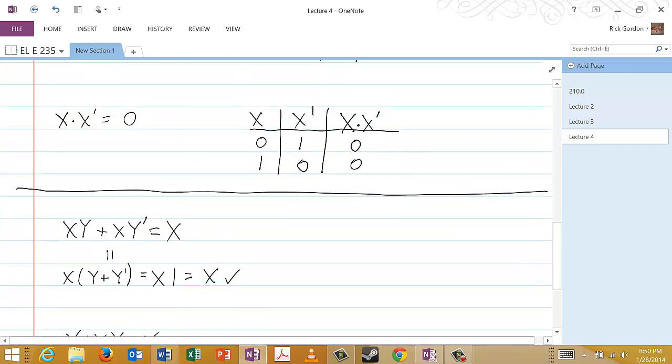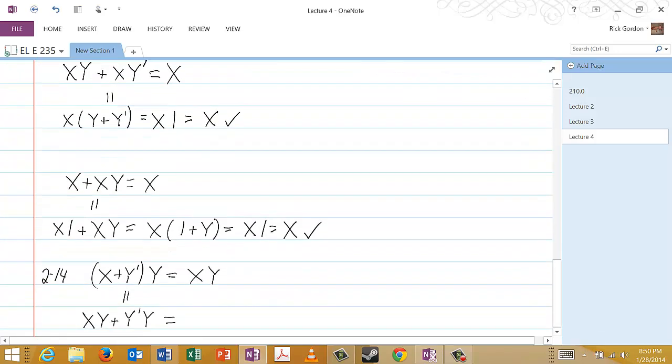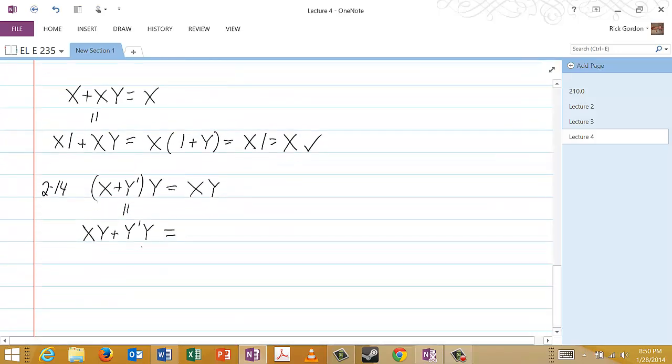But as we noted right here, if we AND any Boolean variable with its complement, we always get 0. So coming back down here, y prime ANDed with y is 0. So this is xy ORed with 0. And any variable ORed with 0 is that variable itself. So sure enough, we get xy.